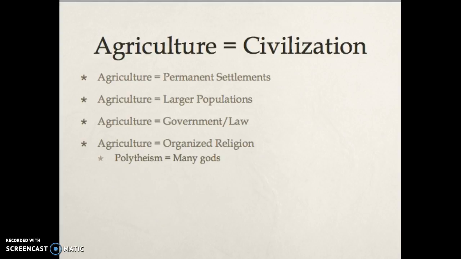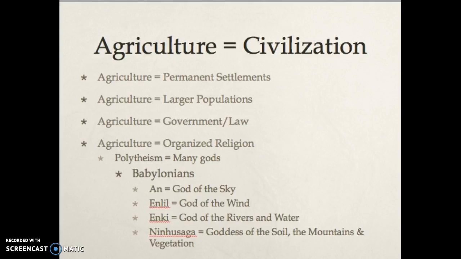The religions of many of the early civilizations shared numerous things in common. Many of these early civilizations were polytheistic, for example. This meant that they believed in more than one god. Typically, these gods were connected to nature in one way or another. For example, the Babylonians, the same people who created the Code of Hammurabi, worshipped the following gods. An was the god of the sky. Enlil was the god of the wind. Enki, the god of rivers and waters. Then Husaga, the goddess of the soil, the mountains, and vegetation. And there were others as well.